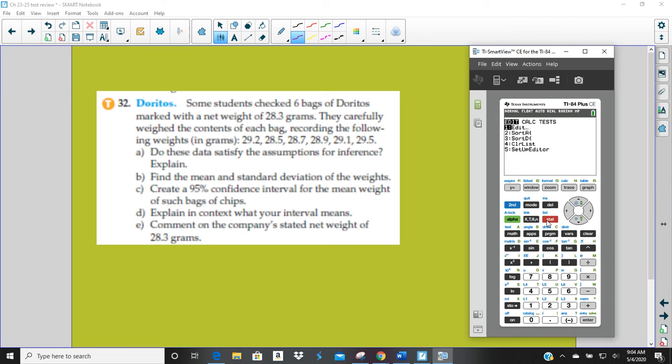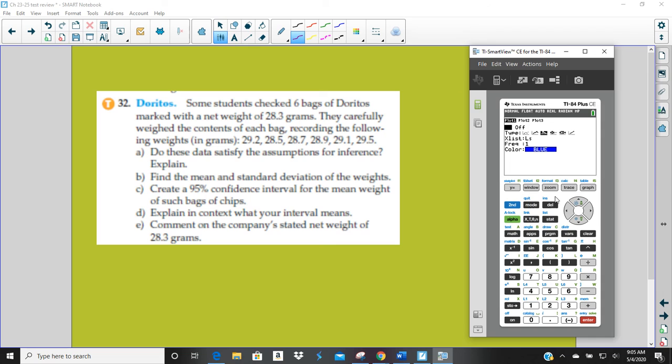So let's go to stat. Let's go to edit, and let's clear out L1. Let's put in our data. 29.2, 28.5, 28.7, 28.9, 29.1, and 29.5.